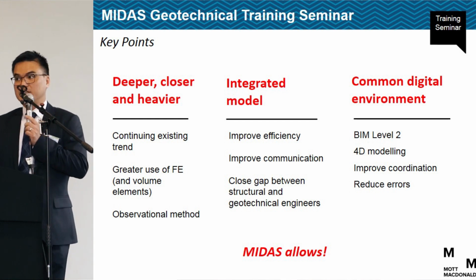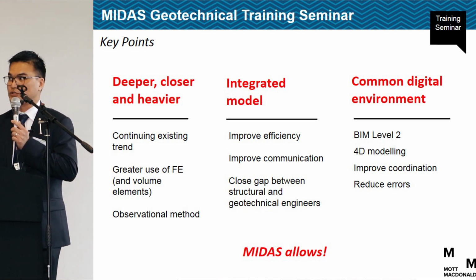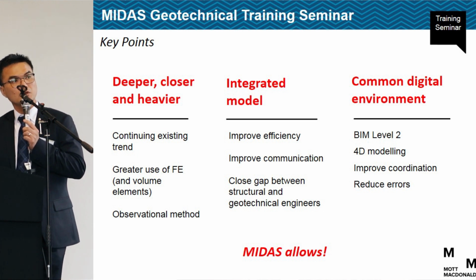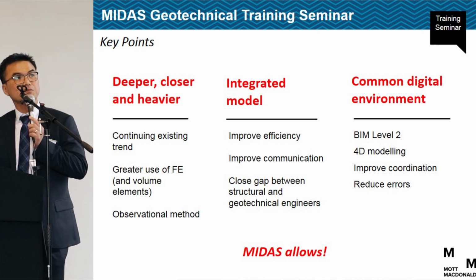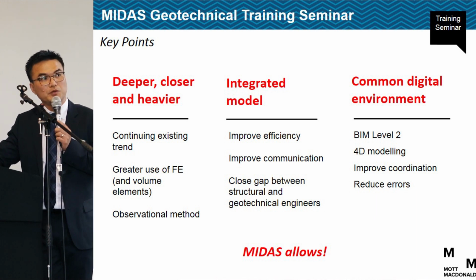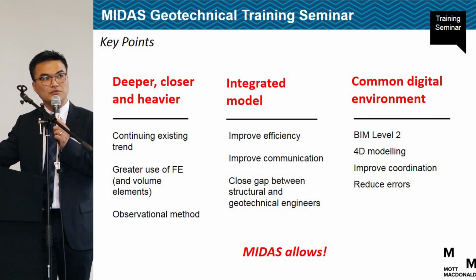The civil engineering industry is also moving towards BIM Level 2. For example, on HS2, all our models are delivered using 3D models. There are no 2D drawings anymore. And also 4D modeling, like what was briefly mentioned by James just now. By working in this common digital environment that leads to analysis too, we believe it will improve coordination between different parties and also reduce errors.